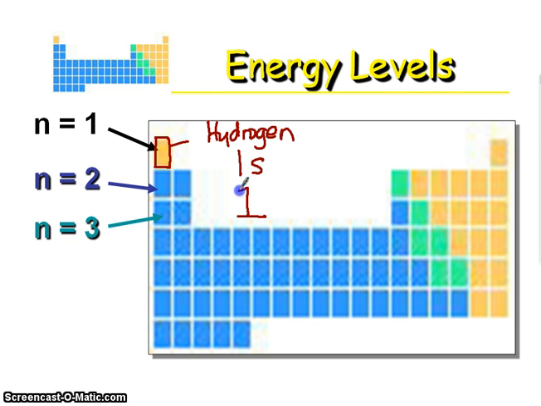So we would draw that as what we would call the orbital diagram for hydrogen. Another way we could write that, a shorthand way of writing that, is we could write 1S1. That means that there's an electron on the first floor, apartment S, and there's 1 electron living there.